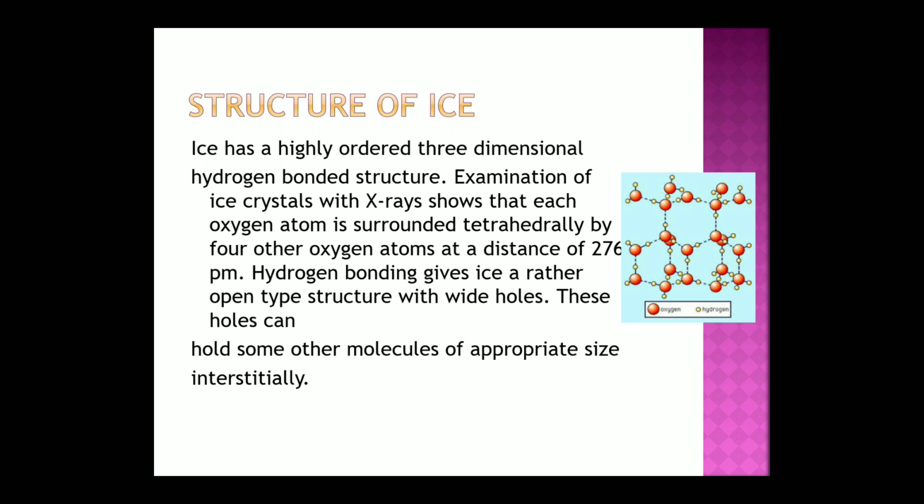As we all know, ice has a highly ordered three-dimensional hydrogen bonded structure, as I have shown in this diagram. Examination of ice crystal with X-ray has shown that each oxygen atom is surrounded tetrahedrally by four other oxygen atoms at a distance of 276 picometer, and hydrogen bonding gives ice a rather open type structure with wide holes. As you can see, children, here each atom is surrounded by four hydrogen atoms, and these holes can hold some other molecules of appropriate size interstitially.